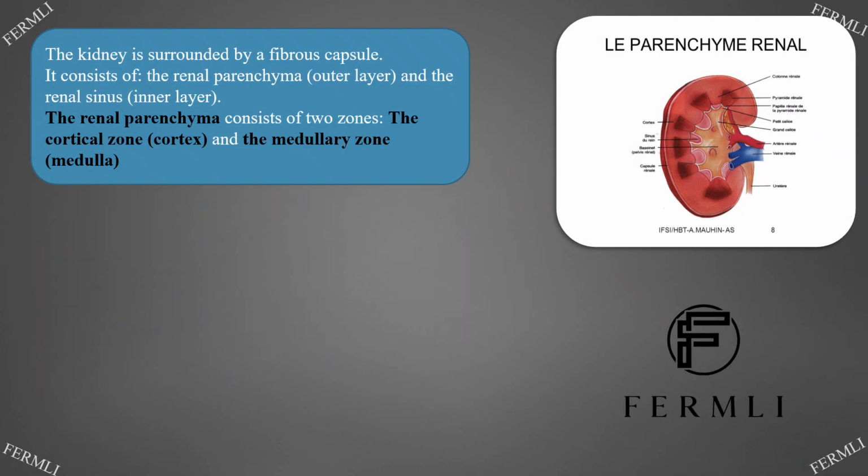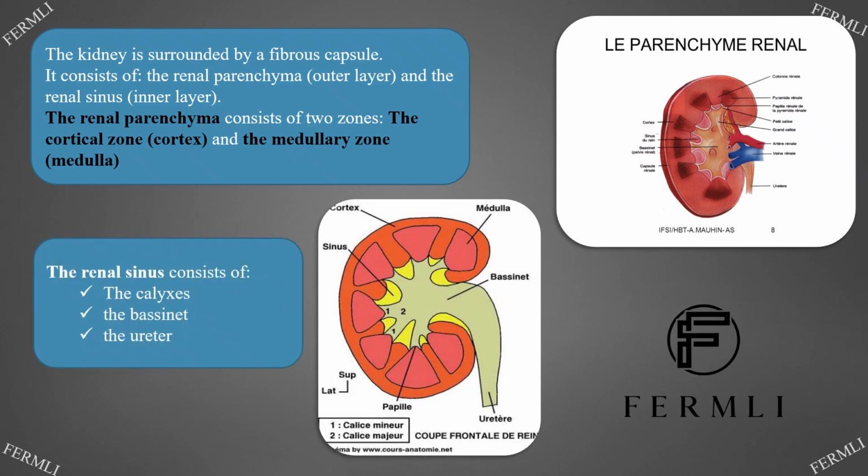The kidney is surrounded by a fibrous capsule. It consists of the renal parenchyma, outer layer, and the renal sinus, inner layer. The renal parenchyma consists of 2 zones: the cortical zone, cortex, and the medullary zone, medulla. The renal sinus consists of the calyxes, the pelvis, the ureter.